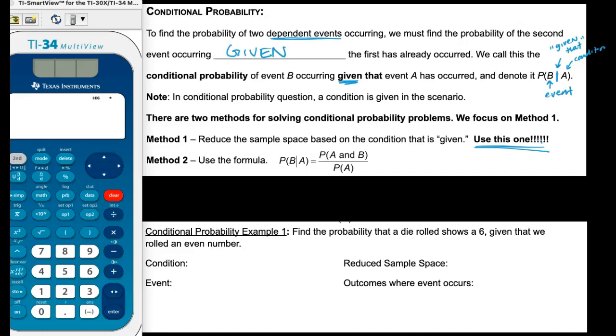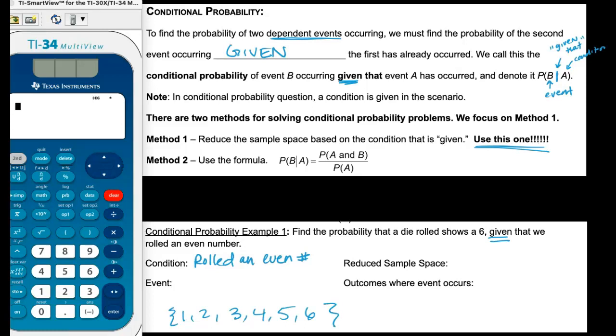Let's look at example one. It says find the probability that a die rolled shows 6 given that we rolled an even number. When you're working on your math and you see the word given, hopefully a red flag goes off and you think, okay, this is conditional probability, so I'm going to have to do this in a special way. The condition here is that we rolled an even number. That narrows down the sample space. In the beginning, we had 1, 2, 3, 4, 5, and 6. Those were our choices. But this is saying, given that we rolled an even number.